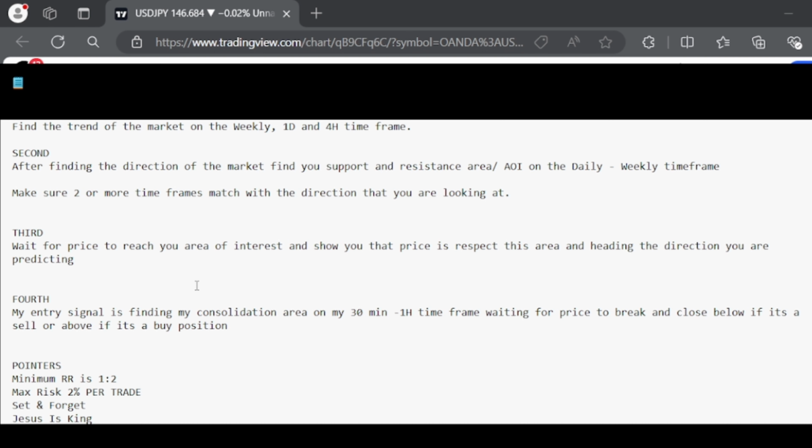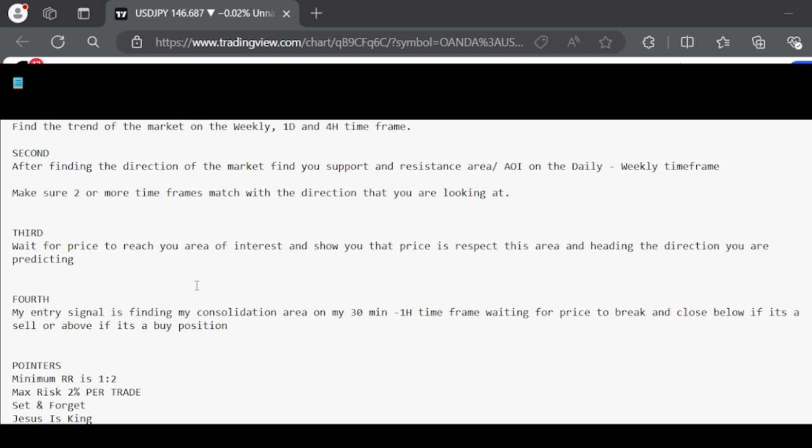Fourth, my entry signal is finding my consolidation area on the 30-minute to 1 hour time frame, waiting for price to break and close below. You can't just wait for price to break outside and then enter. You have to wait for price to break outside your consolidation box, wait for the candlestick to close on a 30-minute or 1 hour time frame, and then you enter into the market.